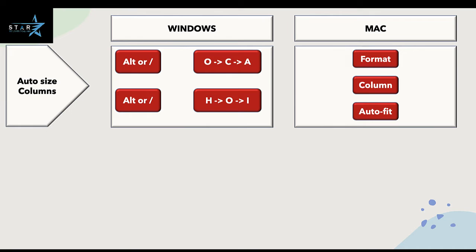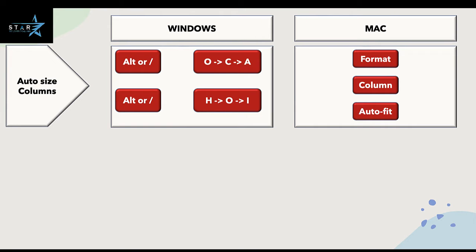In a Windows laptop, Alt or backslash works as a similar function. Alt is a magical key when it comes to a Windows laptop, and I have a separate video where I talk about the benefits and the magic of the Alt key when it comes to a Windows laptop. Coming back to auto sizing columns on Windows, you can use either of Alt or backslash and then press O, C and then A, in that sequence. So Alt O C A, and automatically the column will get fitted with the contents of the column.